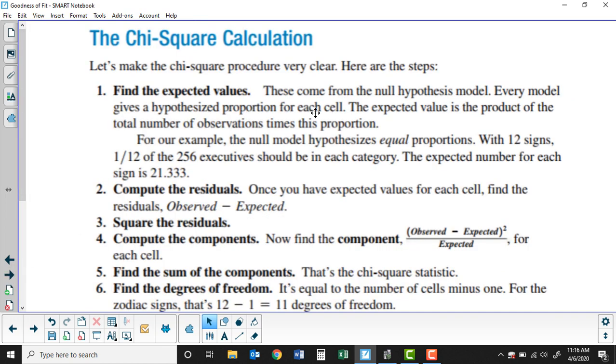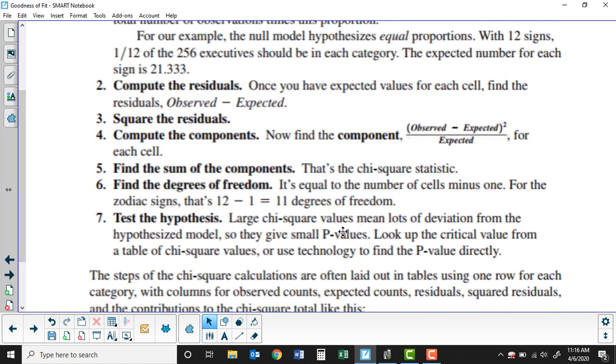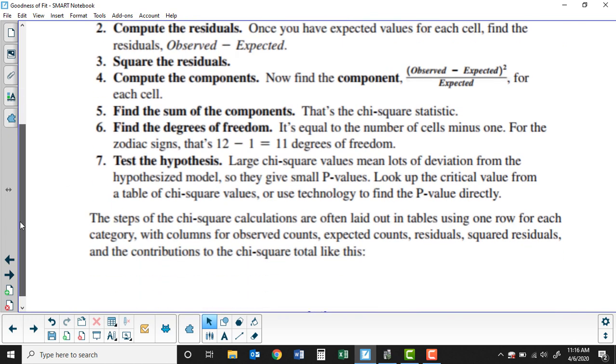All right. So here's the procedure overall. First, we have to find the expected values. So we have to find out what we should expect to see. On this last one, it was 1 divided by 12, and then there was 256. So 1/12 of 256 is 21.3. We have to find all of our, they call them residuals. So we've got observed minus expected. We square that value. Again, that makes those positive. We divide by the expected. We find the sum of all of those. We find our degrees of freedom, and then we go ahead and test our hypothesis. All right, so that's how it's laid out.